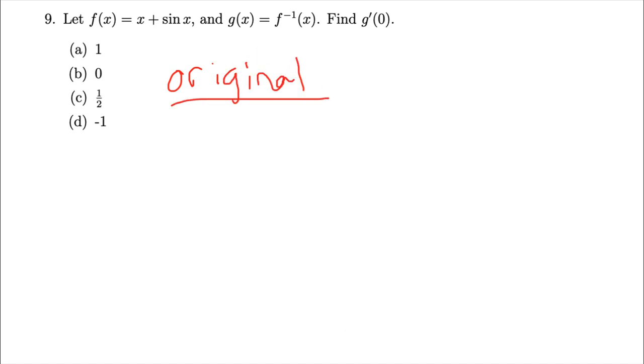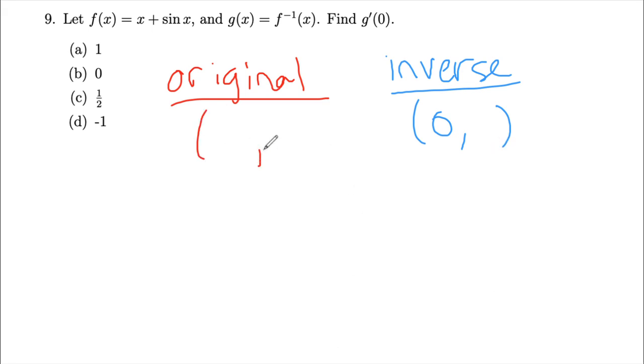So we have original here in red, and then we have inverse here in blue. So again, our input value here is going to be 0. We don't yet know our output. And then here, our output is going to be 0, but we don't yet know our input. So let's go ahead and just set this up to start. So we are going to set our f of x equal to 0, our output value, and it's going to equal x plus sine x.